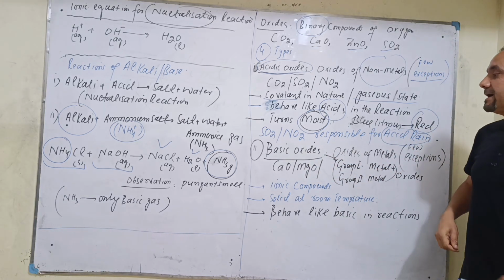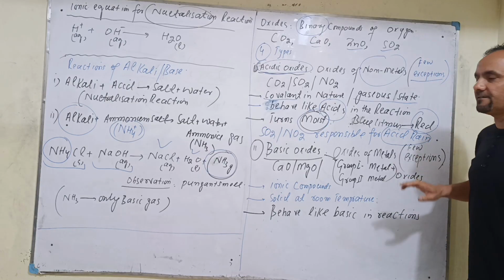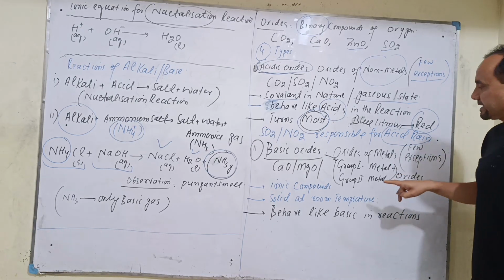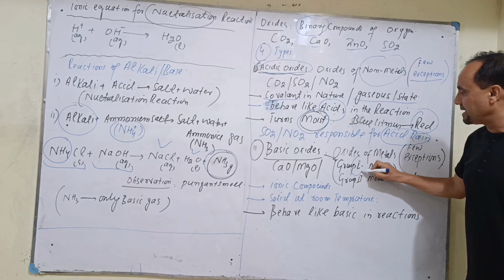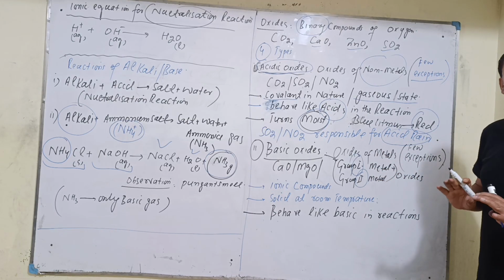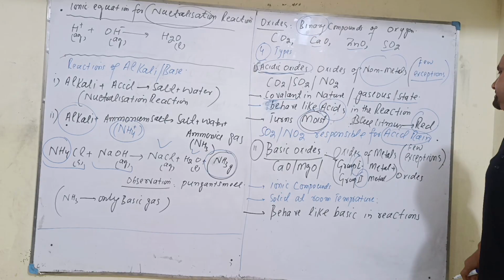The second one is basic oxide, oxides of metals. But there are also some exceptions. But keep in mind, group 1 metallic oxides and group 2 metallic oxides are always basic in nature.